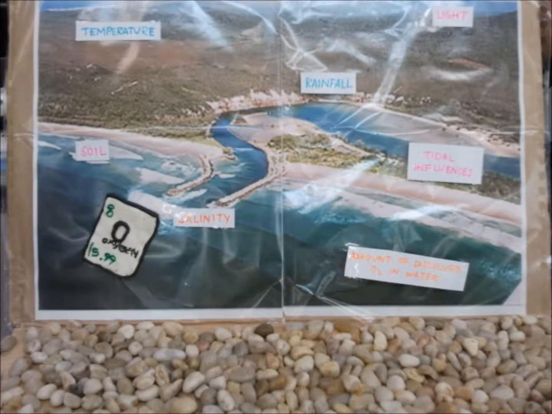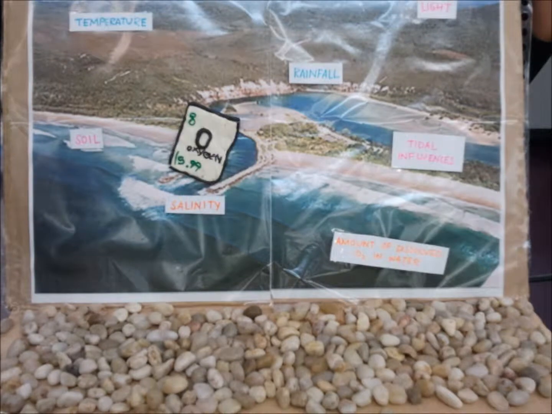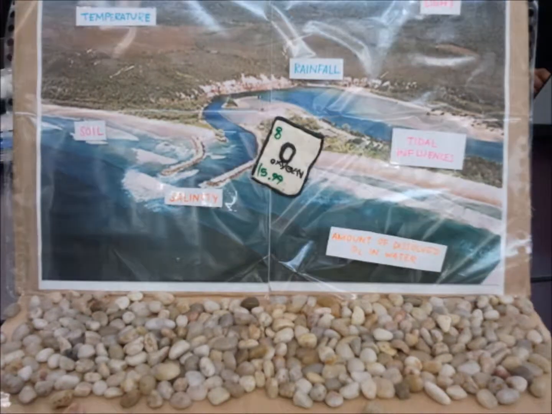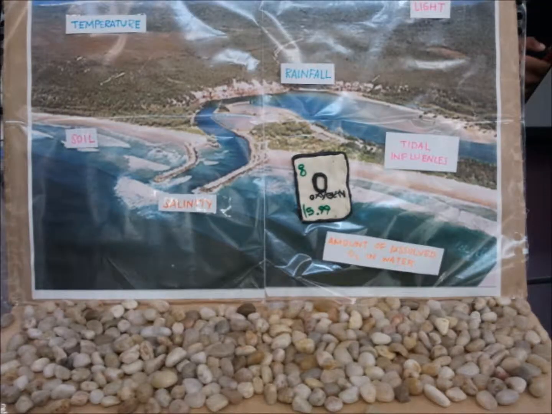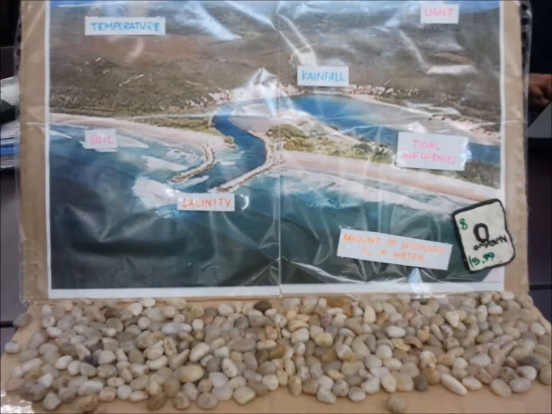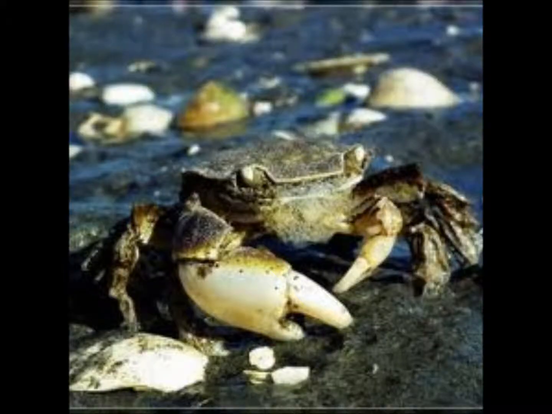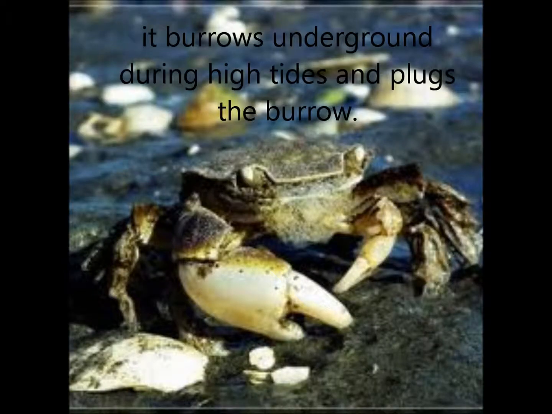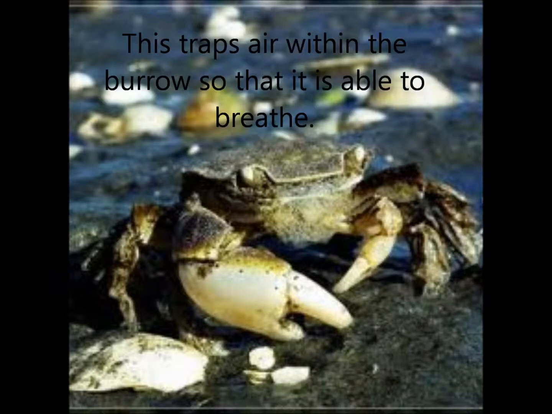Abiotic factor number 3 is the amount of oxygen available. Organisms need oxygen to survive and need to be able to obtain oxygen from air or water. For example, a behavioral adaptation of the slope eye mud crab is that it burrows into the ground during high tides and plugs the burrow. This traps air within the burrow so that it is able to breathe.